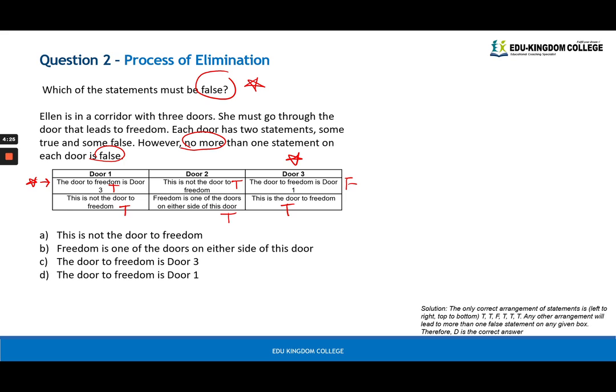So which one is the false statement? This is not the door to freedom, so this is not an option. What is this? This is kind of like a dummy answer. I don't know which door this is talking about, door 1, door 2, or door 3. But freedom is one of the doors on either side of this door. Again, this is not the false statement, it is true. The door to freedom is door 3. This is true, we established that. The door to freedom is door 1. Now this is the false one.